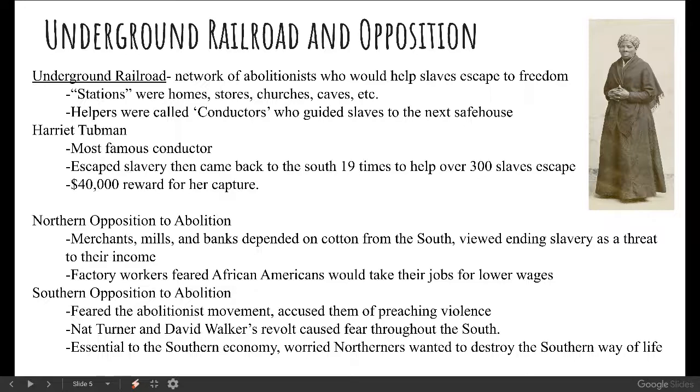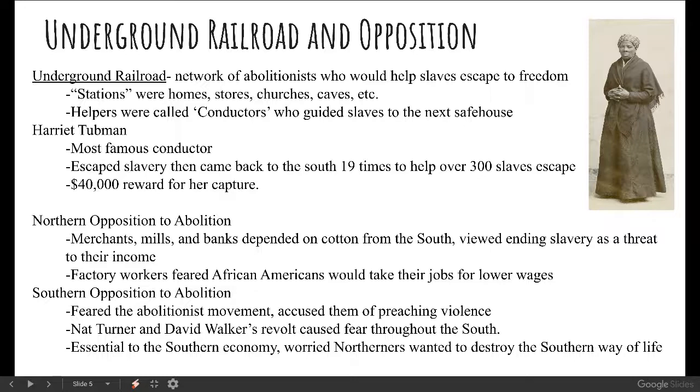Now, there's going to be a lot of opposition to abolition. In the North, some people are opposed to abolition as well. These people are going to be merchants, people who work in the mills, banks. And these people all depend on the cotton from the South, which is grown and harvested by the slaves. And so they view the ending of slavery as a threat to their income, so they're going to be against abolition. You also have factory workers in the North who are afraid of African Americans coming up and taking their jobs because African Americans would be willing to work for lower wages at that time. And so they could undercut white factory workers for those jobs potentially. So you're going to get some opposition there as well.